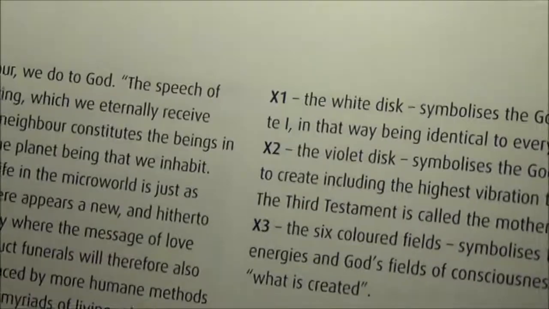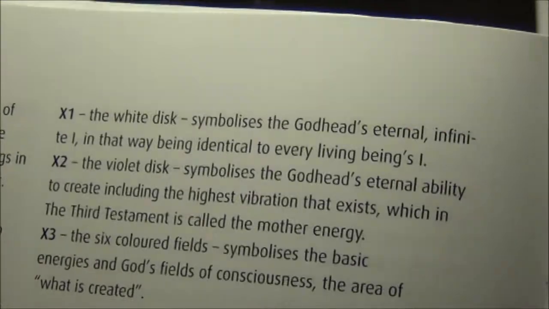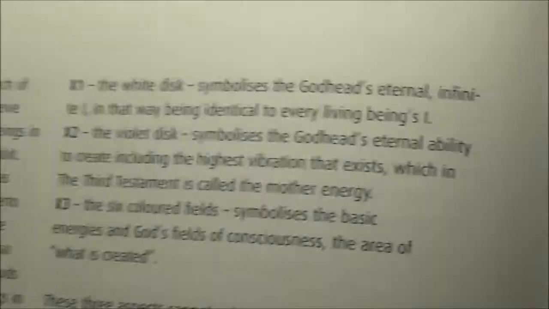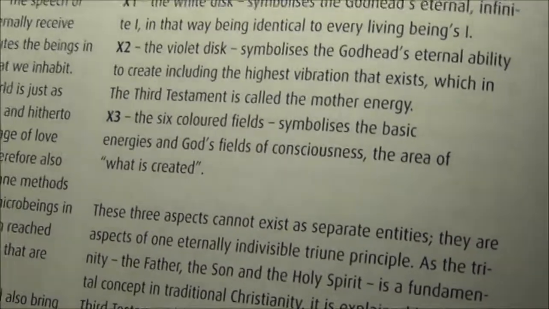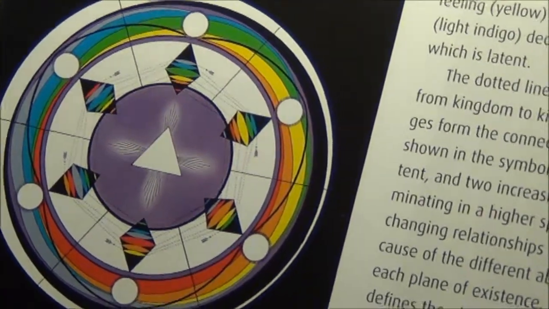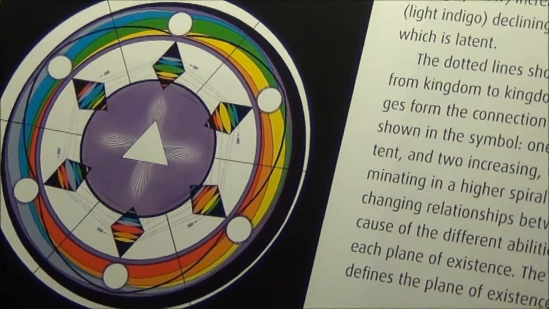X2, the violet disk, the mother energy, is the violet color, symbolizes the Godhead's eternal ability to create, including the highest vibration that exists, which in the Third Testament is called the mother energy. And X3, the 6 colored fields, symbolizes the basic energies and God's fields of consciousness, the area of what is created. Back to symbol number 13, the eternal world plan.